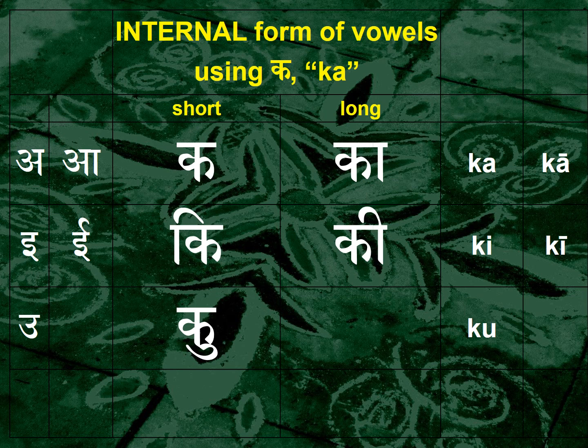We move on to the letter u in its short form. Within words, we express it by putting a little bow underneath the ka and having it point to the left. That gives us the short u. For the long version of the u, the little bow points in the other direction. And then it's the combination kū.